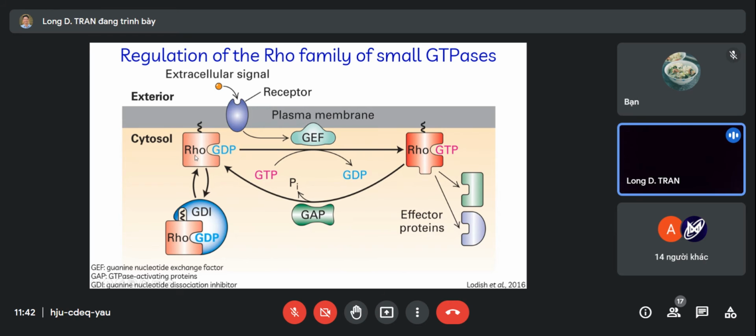So remember the small GTPase protein is only activated when it binds to GTP, and it becomes inactivated when it binds to GDP. Another protein called guanine nucleotide dissociation inhibitor binds to this complex and prevents the exchange of GDP for GTP, and therefore keeps the Rho protein in the inactive form.